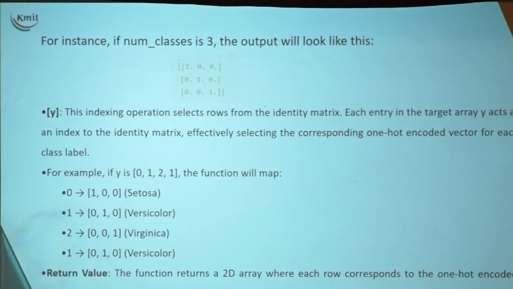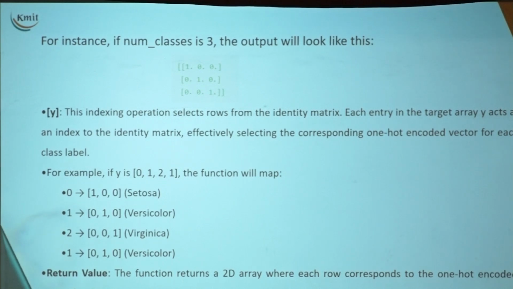Now look at the bottom. For example, if I have 0, 1, 2, 1 generated. 0 represents 1, 0, 0, which is Setosa. 1 represents 0, 1, 0, which is the second type of flower. 2 represents 0, 0, 1, which is Virginica, another type of flower. Is that clear? Depending on how those 150 instances are arranged, I will get a matrix like this.